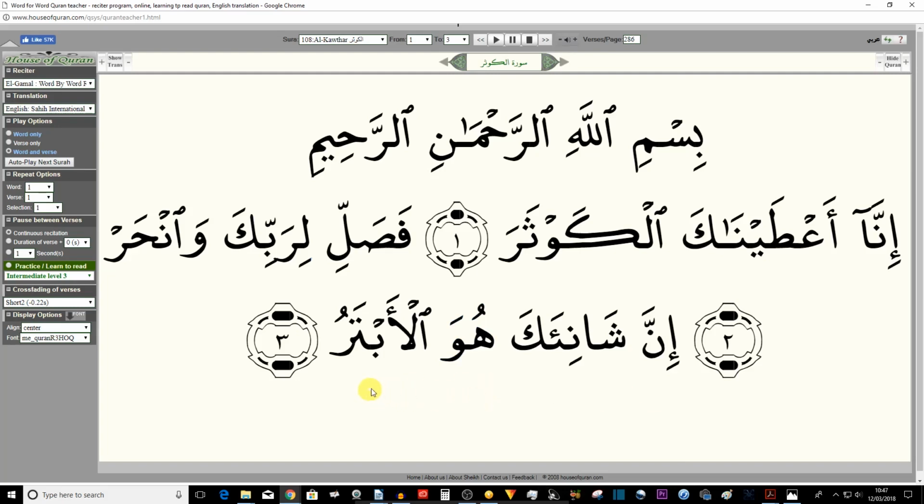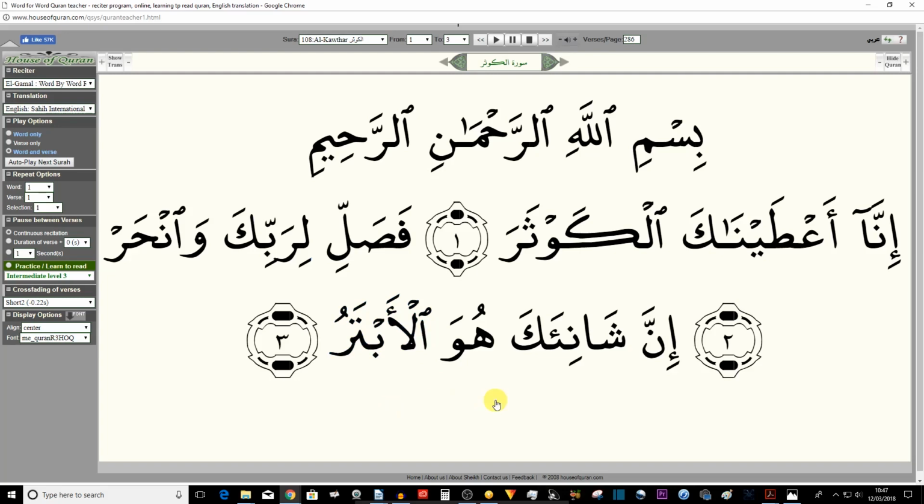Huwal ab. Here we have a ba, qalqala. Okay, ab. Huwal abtar. And ra is going to be a sukun. So the letter before with the fatha. So ra will be heavy. Huwal abtar. Okay. Inna shani'aka huwal abtar. Right.